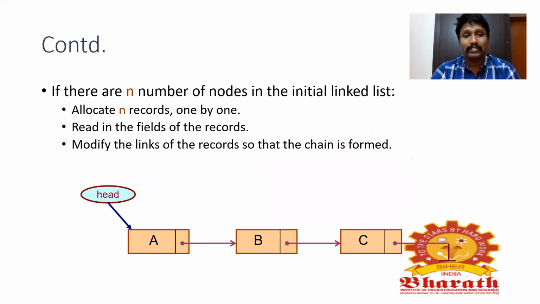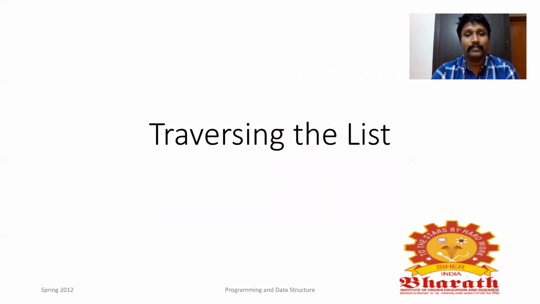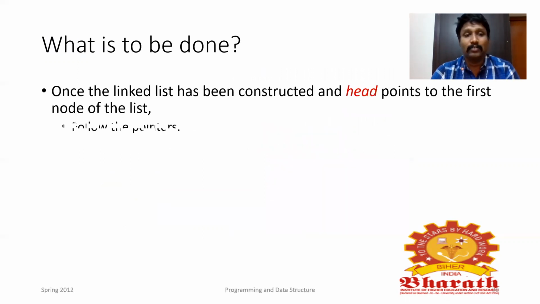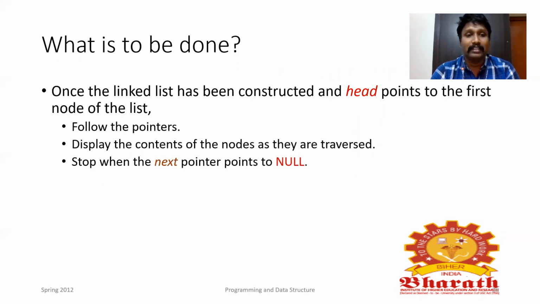So if there are n number of nodes in the initial linked list, we are just allocating the records, right? Allocating n number of records one by one, reading in the fields of the record, and modifying the link of the record so that it forms a chain, it forms a link. That's how the singly linked list is formed, as you can see in the diagram below. So that's about it. Now traversing the linked list: how the traversing is done, what is to be done, here we'll see it.